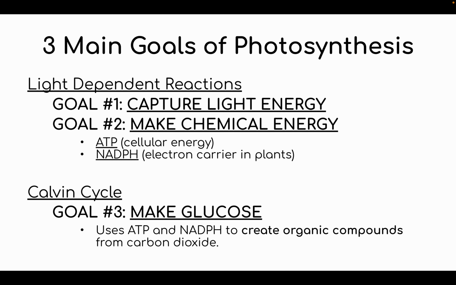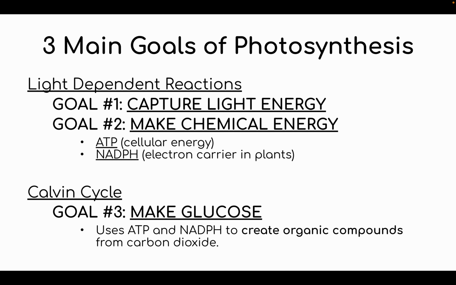So there are three main goals of photosynthesis, and in the light-dependent reaction, the first two goals are to capture light energy and to make chemical energy. And that chemical energy is in the form of ATP, which is cellular energy. That's what all cells use as their cellular energy. And then NADPH, which is something called an electron carrier. And animal cells have electron carriers as well, but in the chloroplast, NADPH is the electron carrier.